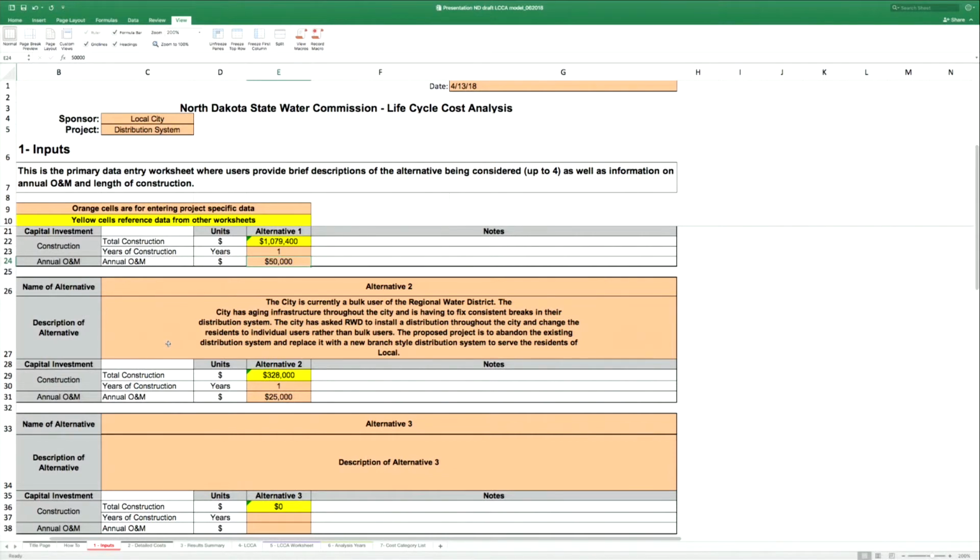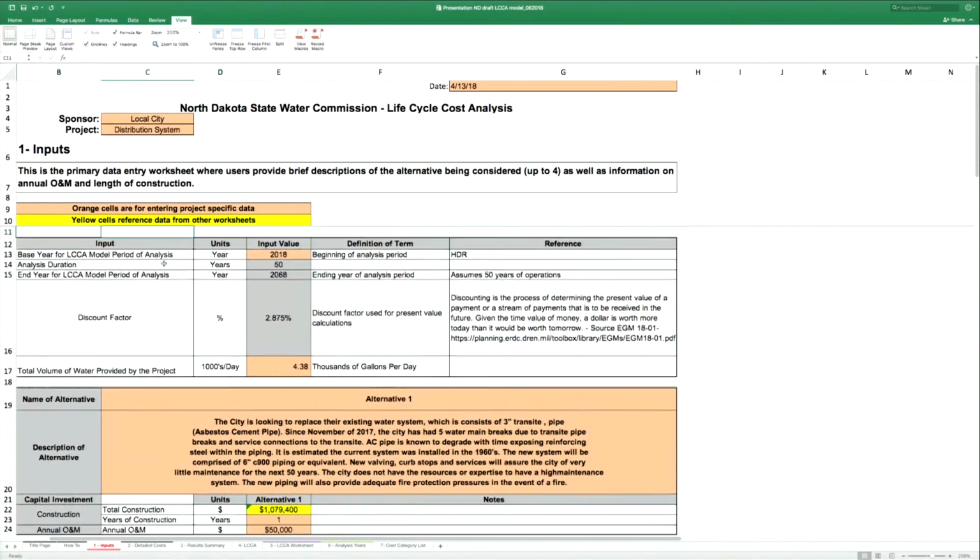So getting back to our two alternatives here, let me scroll up on this page. So first off, as I mentioned, there's a couple things you need to plug in here. First, we have a base year for the LCCA model period of analysis. And again, because we're doing this project in 2018, we plug in a year value of 2018. If we were doing this for, say, 2019, we would plug in 2019. You're pretty much going to be entering in a current year. Notice, though, that the gray cells here are ones that are hard-coded.